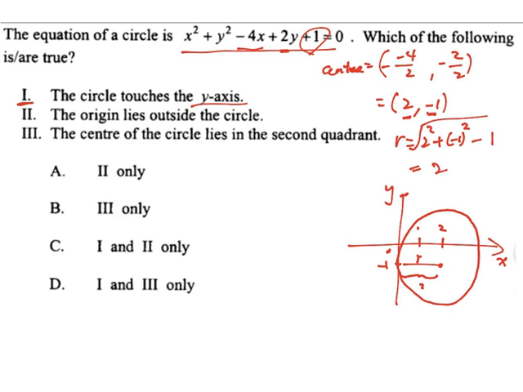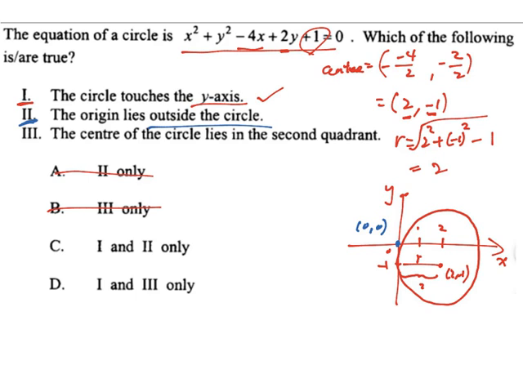For statement 1, it touches the y-axis, so it's correct. If 1 is correct, we know the answer is C or D. Then we also check statement 2: the origin lies outside the circle. We need to see whether this point is outside, inside, or on the circle. On the graph it looks like outside, but we can check it. The coordinate of the origin is (0, 0), and the center is (2, negative 1).